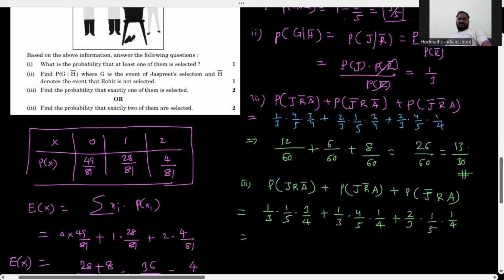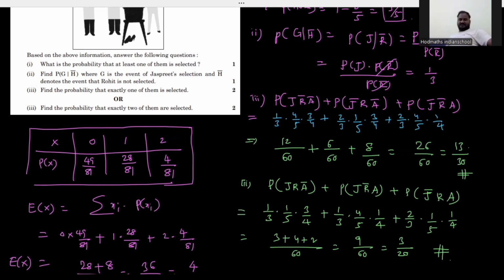So when you simplify this, it is 3 plus 4 plus 2, 4 divided by, same thing, 5 4s are 20, 3s are 60, which is equal to 4 plus 2, 6 plus 3 is equal to 9 divided by 60, which is equal to 3 3s are 9, 3 20s are 60. 3 divided by 20 is the probability that exactly two of them are selected.